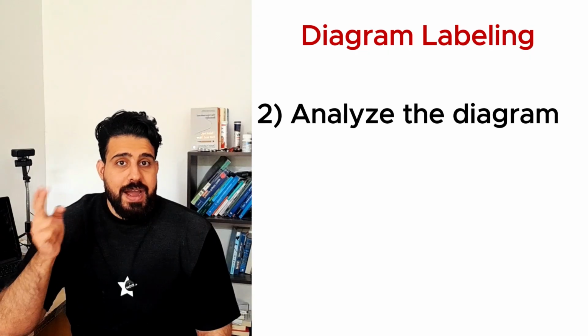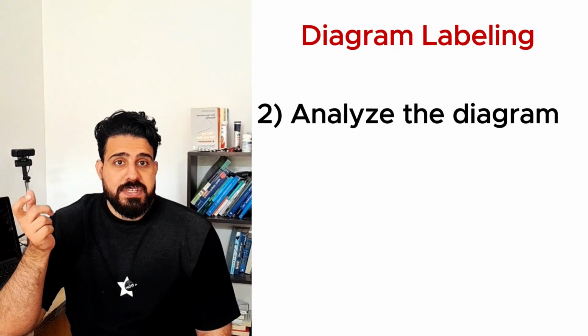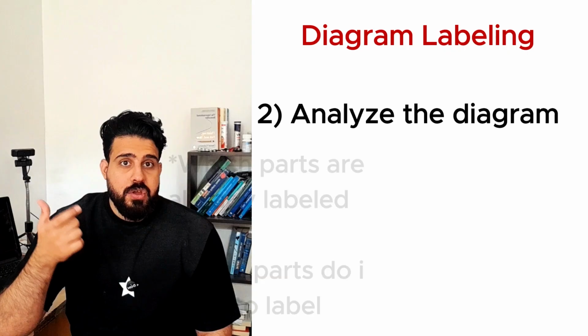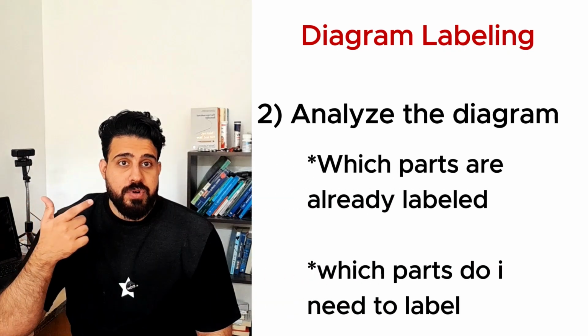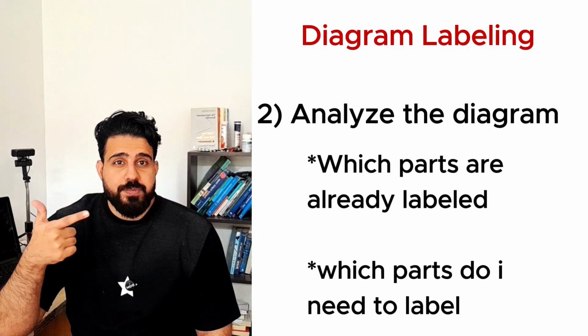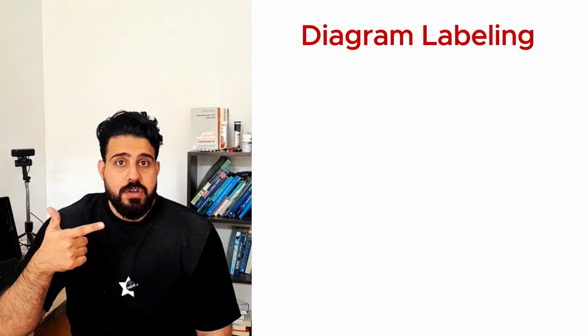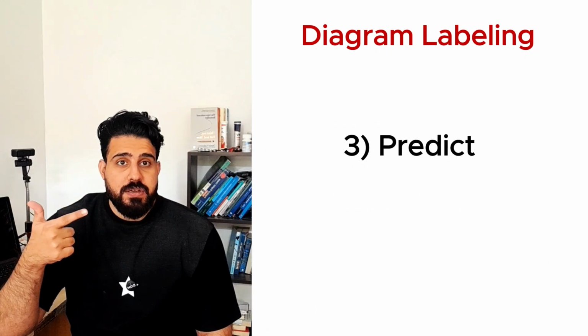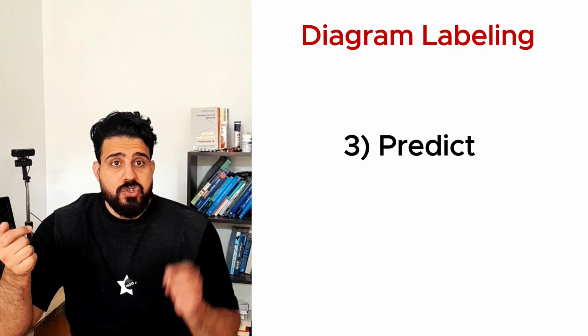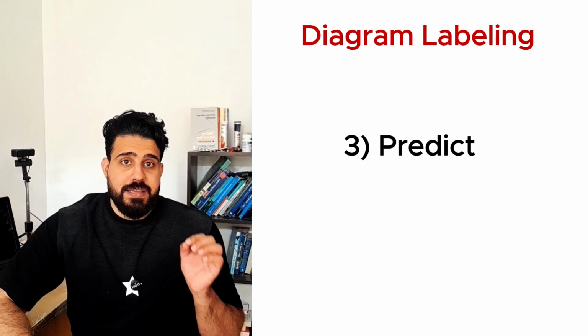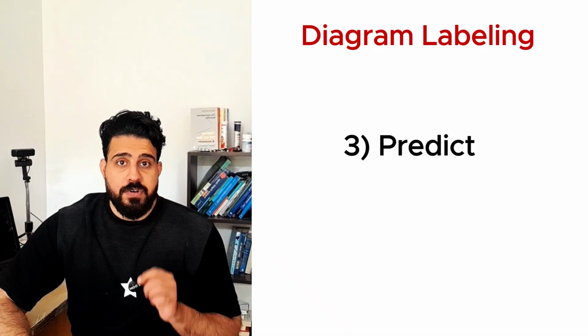Look at the picture and try to understand it before you even look at the text. Ask yourself, what is this diagram showing? Which parts are already labeled and which parts do I need to complete? And then predict where to look in the text. This is a pro tip. Try to guess where in the text each label might come from.